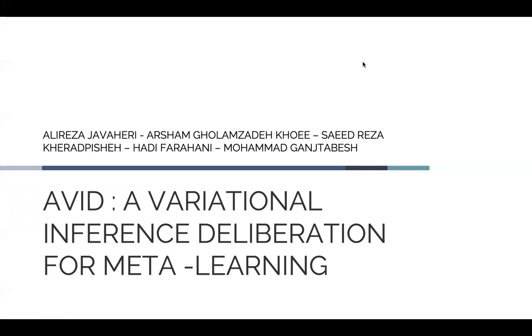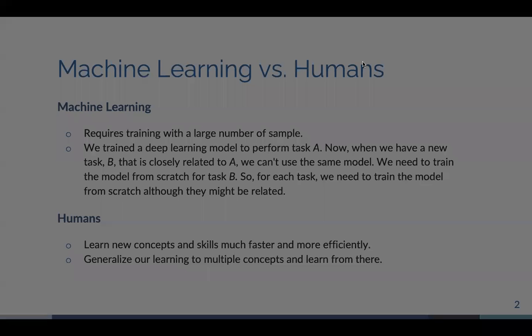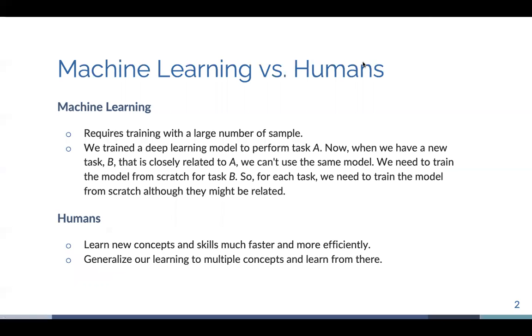Hello, everybody. I'm Alireza Javaheri, and today I want to present our new paper, AVID: Variational Inference Deliberation for Meta Learning. Okay, first of all, we start with the difference between machine learning algorithms and humans.